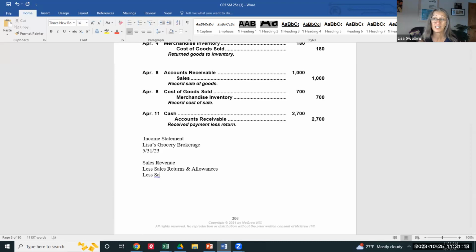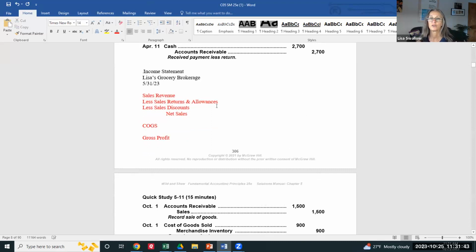And then also, I didn't do it in this example, but just like I got a discount from my vendors, I can offer a discount to my customers. Again, I didn't do that in this example. Now, this model right here is mandatory that you learn this, okay? Sales revenue, less sales returns and allowances, less sales discounts equals net sales.